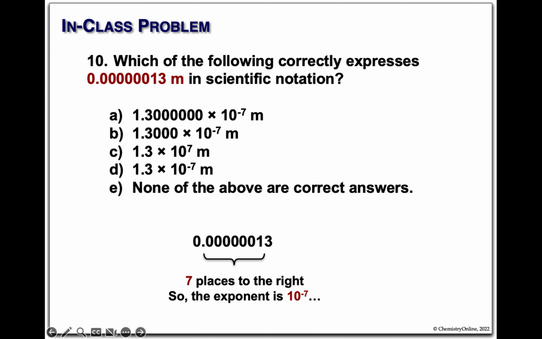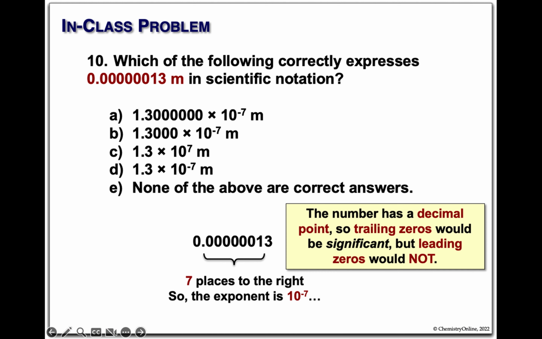Now remember, when we write something in scientific notation, all of the significant figures are in the coefficient. All of them. So the second part of this question is how many significant figures? Remember, leading zeros don't count, so it's just the 2. We're looking here at 1.3 times 10 to the minus 7.